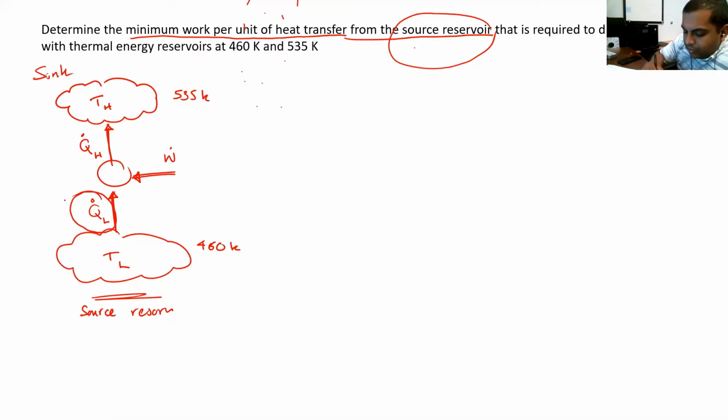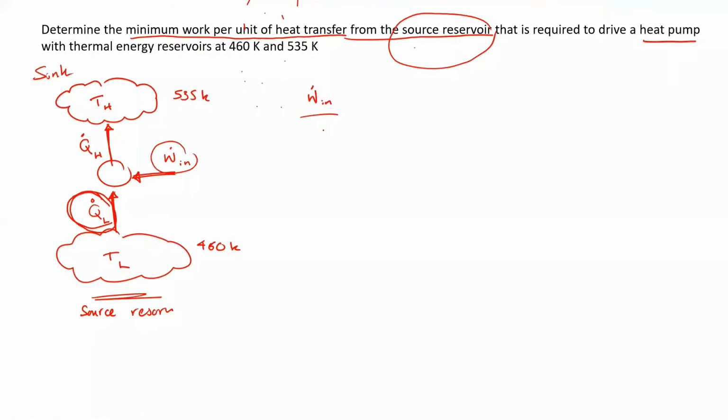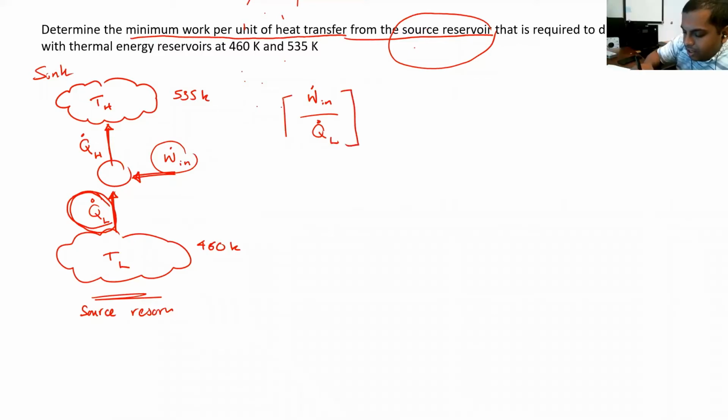So we are asked to calculate the minimum work per unit of QL. So what we are actually asked to calculate is W dot in, in this case it's an input, divided by QL. And we are asked to calculate the minimum of that. Okay. Now you should be able to calculate this.